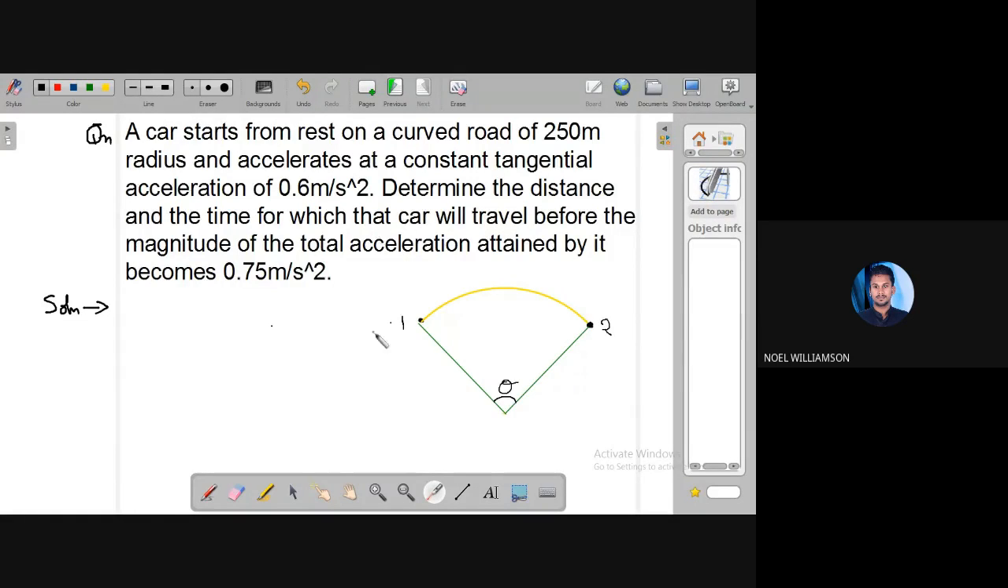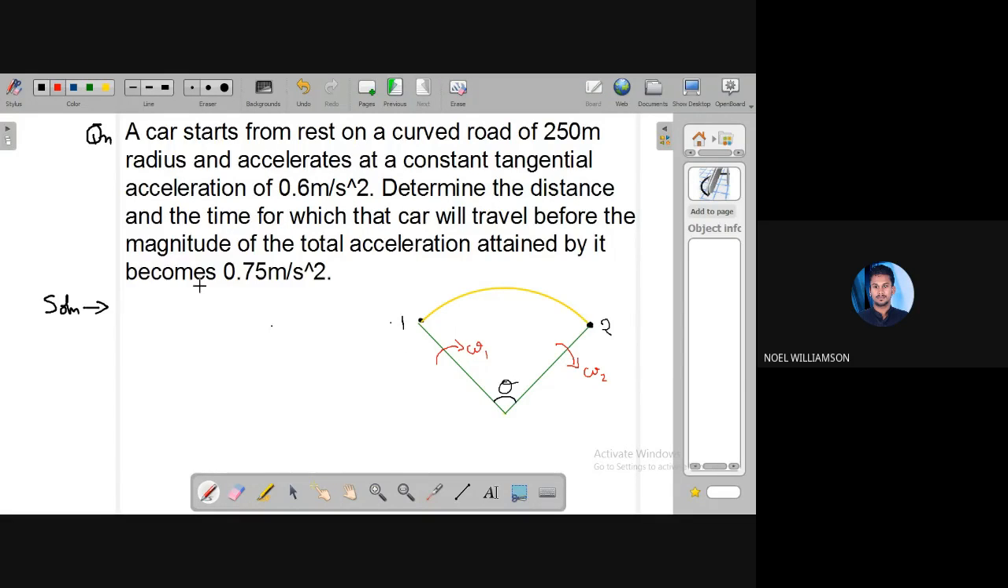Okay, so we will see what are the given parameters. This is the initial point and this is the final point. Here the angular velocity is omega 1, here the angular velocity is omega 2, and what you have to find is the time required to move from 1 to 2, that is t12.